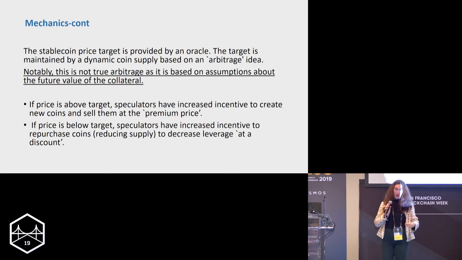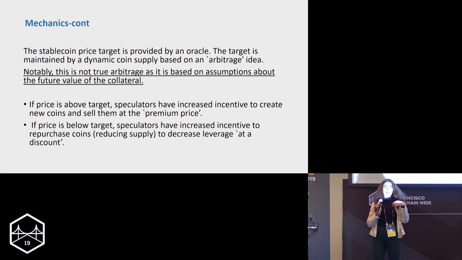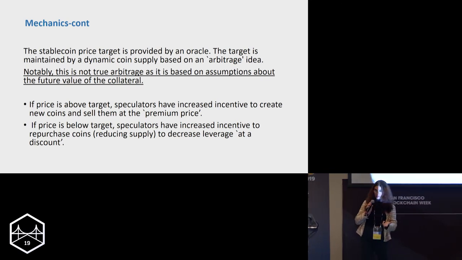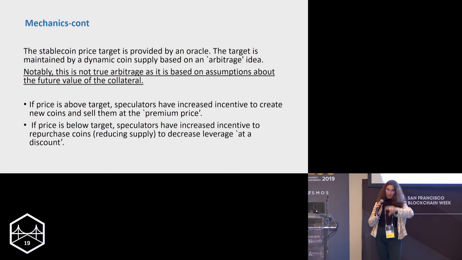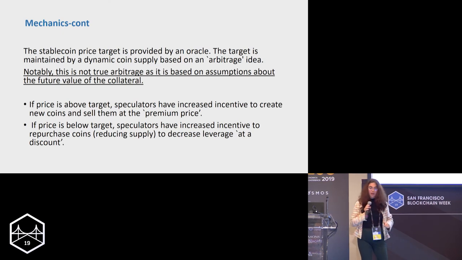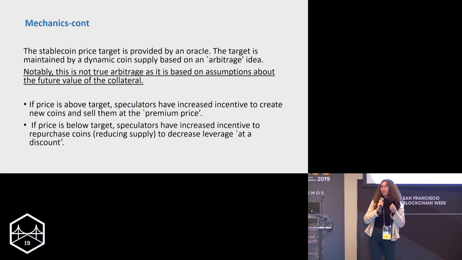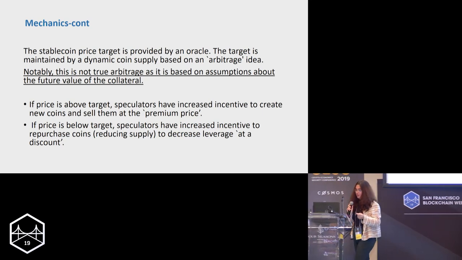And the other way around, if the price is below target, then the speculators can repurchase coins and then decrease leverage at a discount. So you pocket the difference between when the price is above one and when it hits one. Now, why say it is not true arbitrage? Because for it to be arbitrage, you need to have zero risk. Well, there is a risk of a deleveraging spiral.